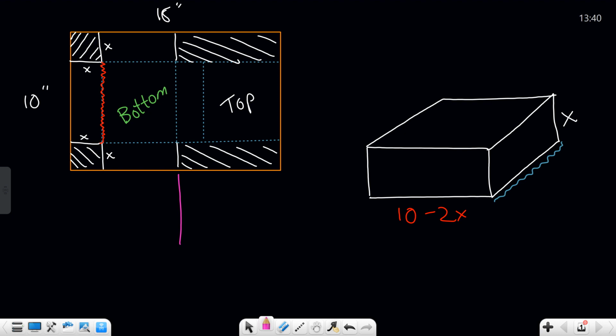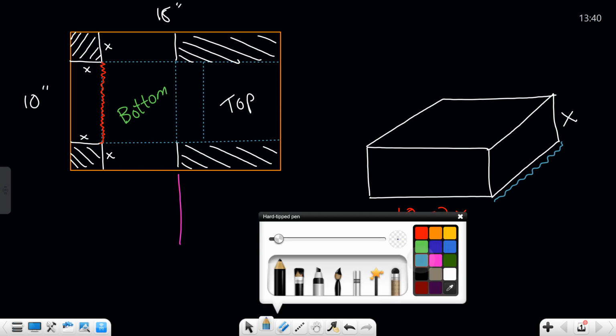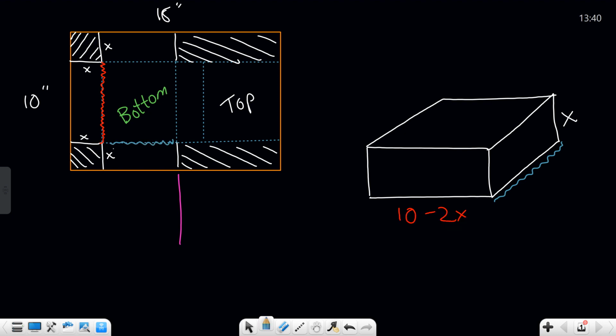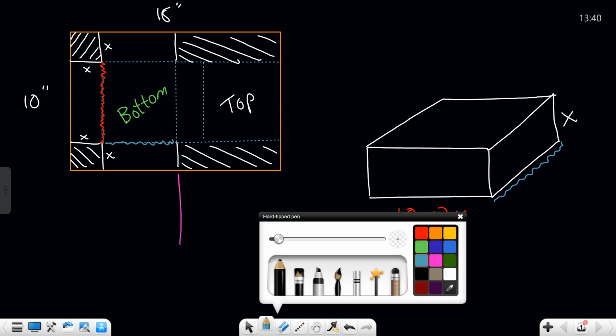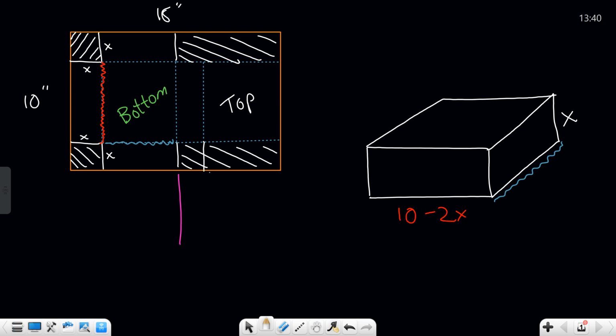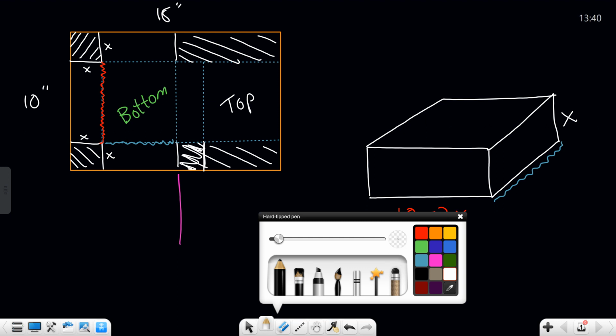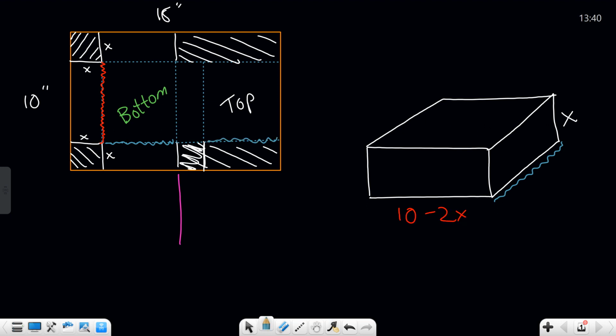On the left side of that pink line, I've got an X, and then this distance that we're trying to find, this blue distance. On the right side of that line, I also have an X, which is right here. That's my X by X box. And then I've got another chunk of that blue distance we're trying to find.